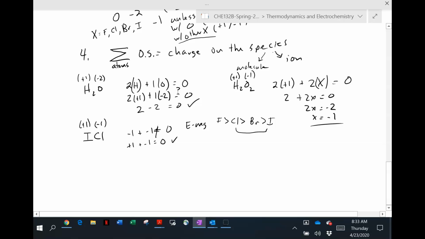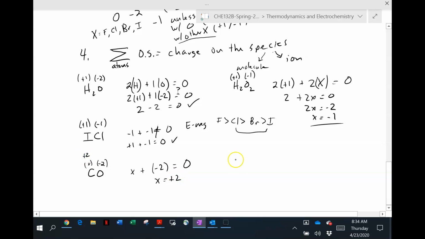Let's take a look at another species. So what about carbon monoxide? Well, the oxygen, we can't really say that we know what the carbon is, but generally oxygen in a compound is going to be minus 2. So if carbon is X, my equation is going to be X plus -2 is equal to what? Well, the overall charge is 0. So that tells me that the carbon is plus 2 in this compound.